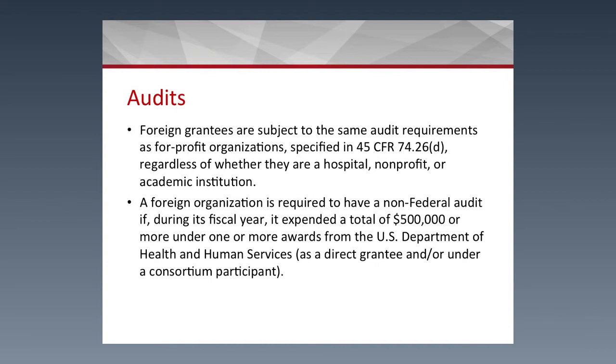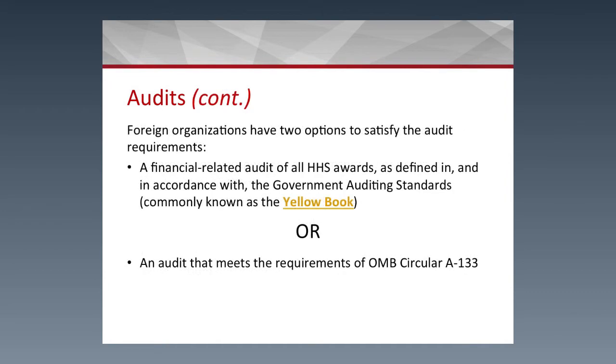There are grantee audits that are required. They are required for those grantees that are expending $500,000 or more under 1 or more awards from the U.S. Department of Health and Human Services, and this can also be under a consortium or subcontract arrangement as well. So some of the details of that type of an audit. Foreign organizations have 2 options.